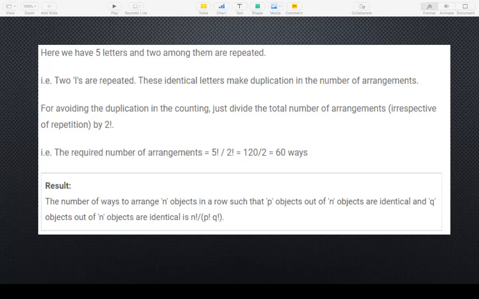Okay. Similarly, can you tell me, guys, what will be the answer for, let's say, arrangements? You can see the word arrangements on your screen, right? Tell me what will be the different number of arrangements.